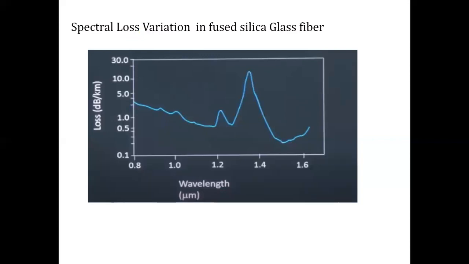If you look at the spectral loss variation in fused silica glass fiber, it looks like this. This shows the spectral loss of a 2.2 kilometer single mode fiber with a core diameter of 9.4 micrometer and about 0.2% relative index difference. Here the core diameter is 9.4 micrometer and the relative refractive index difference is 0.2%.